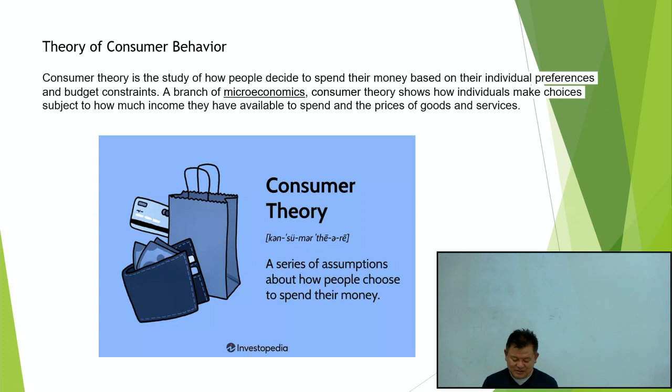So, consumer theory is the study of how people decide to spend their money based on their individual preferences and budget constraints. It is, as I said, a branch of microeconomics. Consumer theory shows how individuals make choices subject to how much income they have available to spend and the prices of goods and services. It means it's limited money.